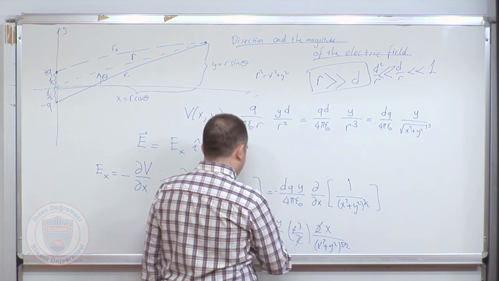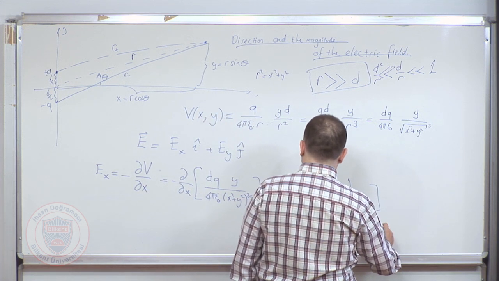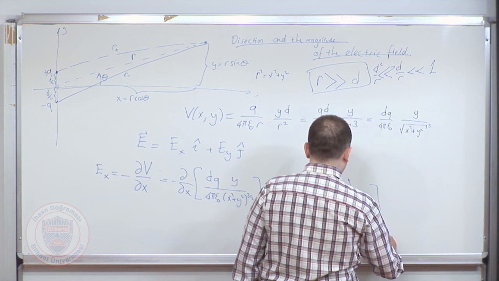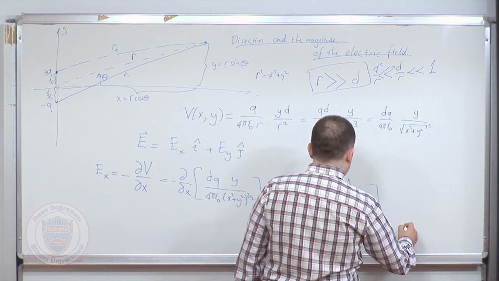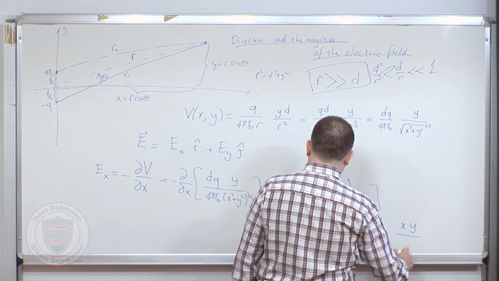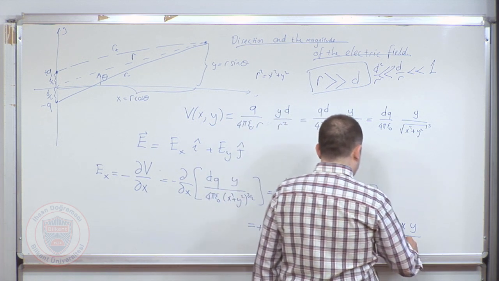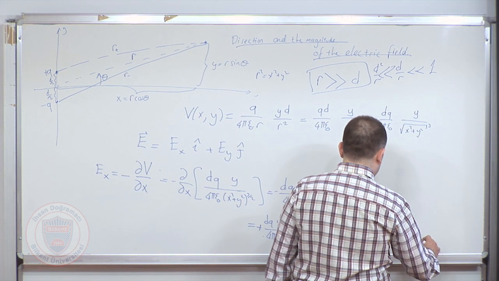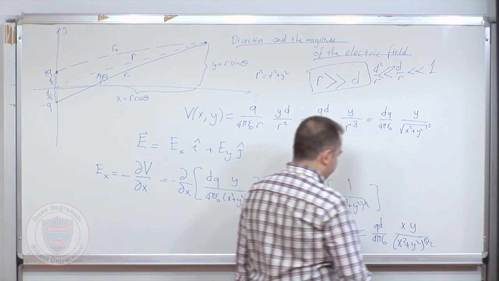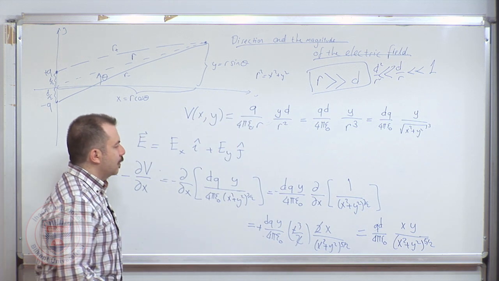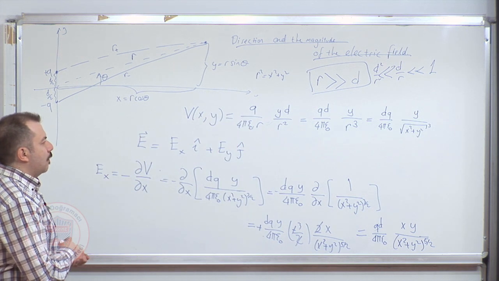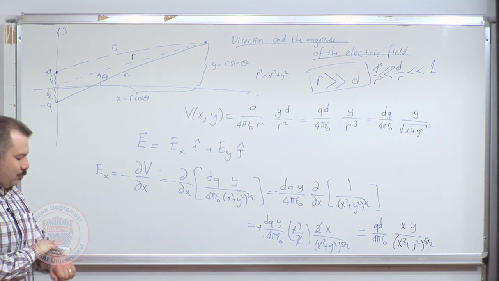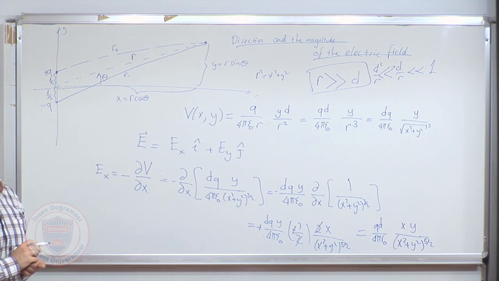Let's do the cancellations. So this is going to give me q times d divided by 4 pi epsilon 0, x y divided by x squared plus y squared to the 5/2. I'll do the y derivative in a moment. But let me check.